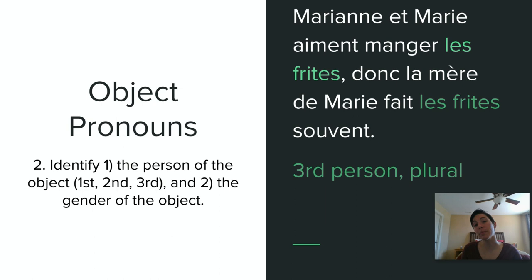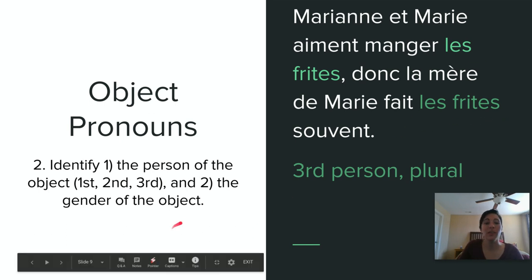When I'm talking about person, I mean first, second, or third person. First person, meaning that the speaker is involved. Second person, meaning that the speaker is speaking to somebody else or a group of somebodies directly. And third person, the speaker is speaking about somebody else or somebodies else that are not involved in the conversation. Now, are fries an I or we? Are fries a you or y'all? Or are fries an it or them? And it's a them, so it's third person.